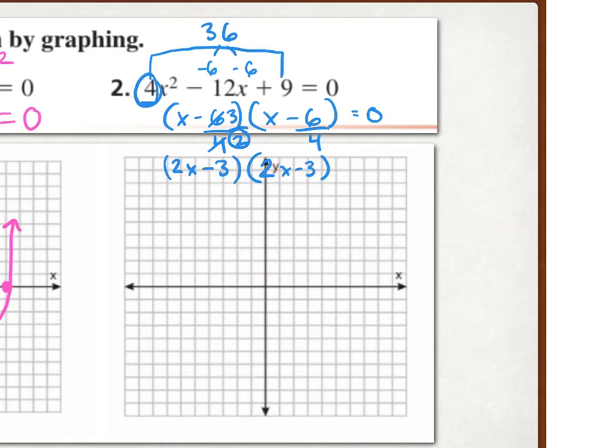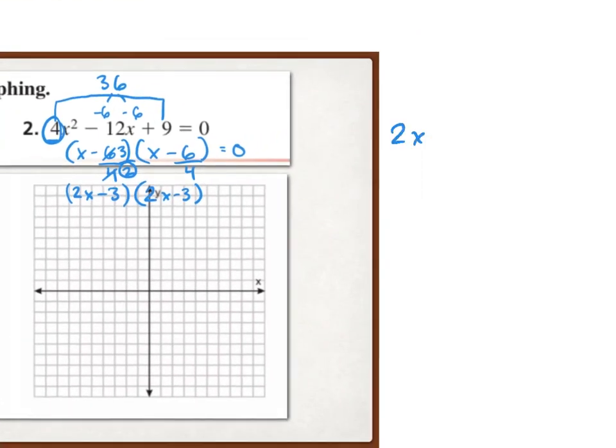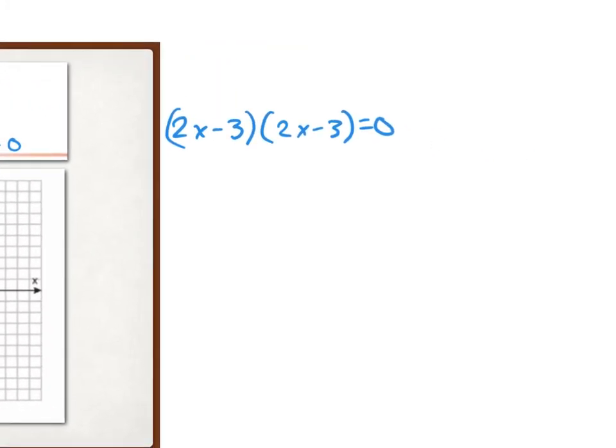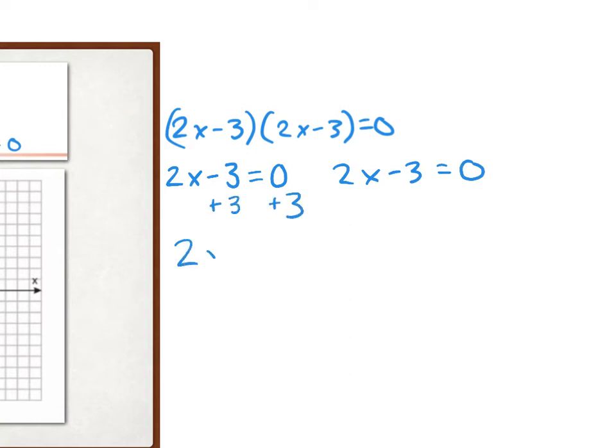I'm going to write it on the side here so I have more room. So this is 2x minus 3 times 2x minus 3 is equal to 0. What do I need to do next to solve for x? We set each part equal to 0. So 2x minus 3 is equal to 0, and 2x minus 3 is equal to 0. We add 3 to both sides. So we have 2x is equal to 3. Divide both sides by 2, so x is equal to 3 halves.